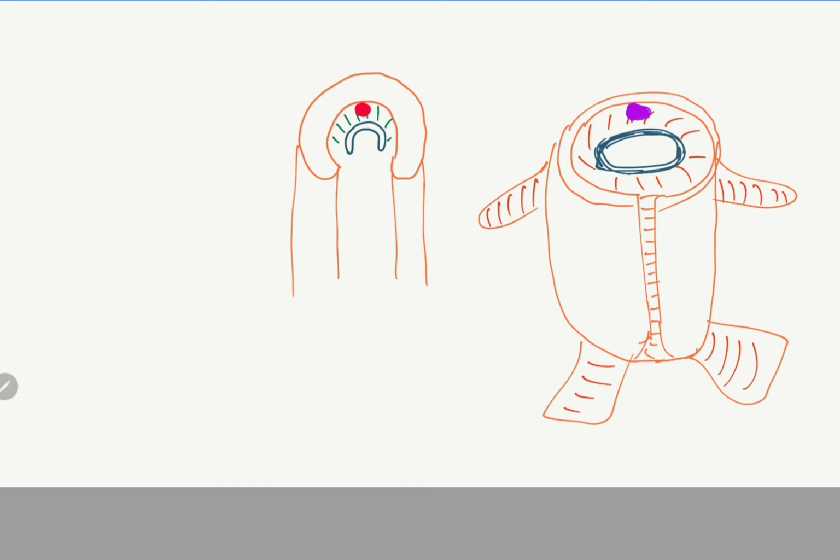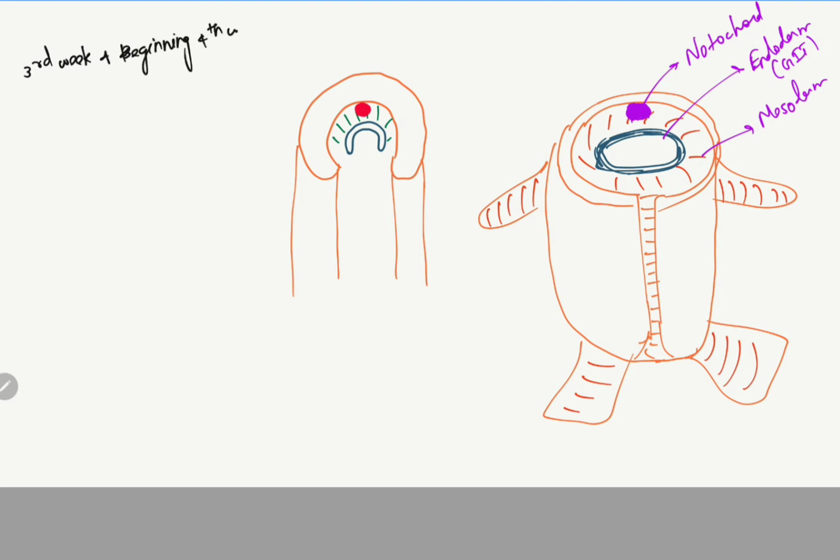So this is the notochord. As you all know, this is the definitive notochord, and it will trigger the formation of the neural plate, from which the central nervous system as a whole will develop. That is the spinal cord and the brain. And this is the endoderm, from where the gastrointestinal system will develop, and this is the mesoderm, from where the muscles and the urogenital system will be derived. So by the end of the third week and the beginning of the fourth week, gastrulation ends.